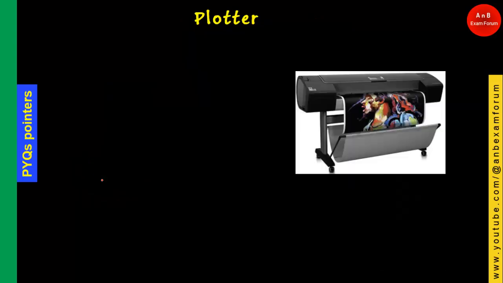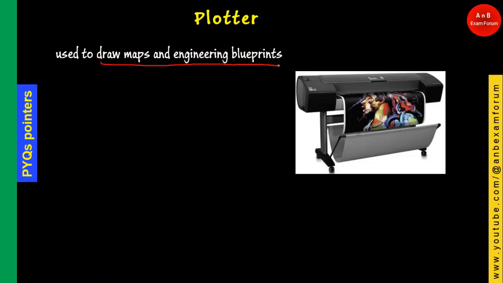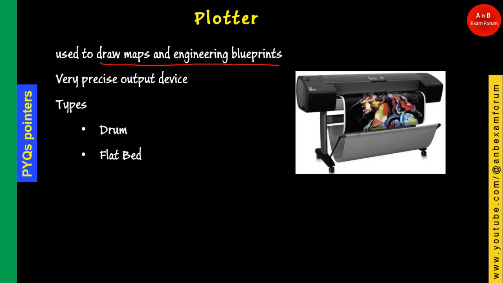Coming to the plotter, it is the next very important output device, and in exams it is asked like this: which output device is used to draw maps or engineering blueprints? The answer would be plotter, and in some cases they will ask you the types. These are the two types, drum and flatbed. Okay, so these are the two types of plotter. So this is a flatbed plotter.